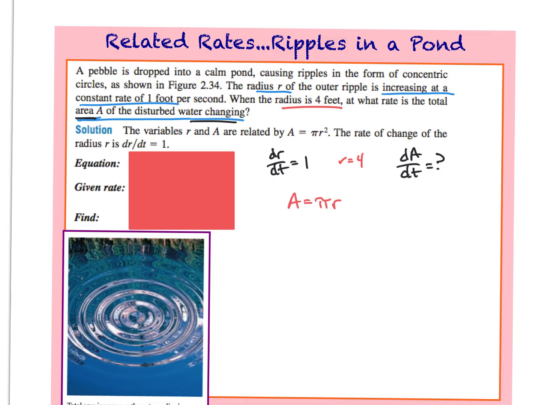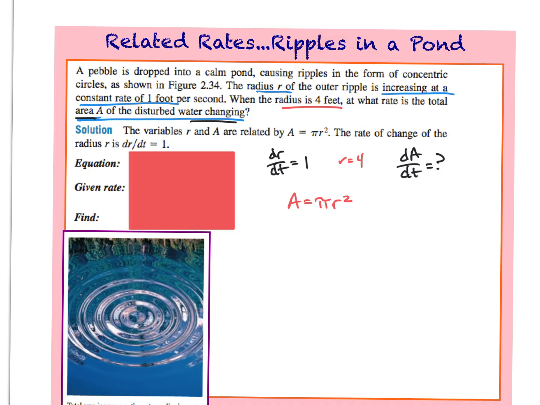Pi r squared. And they won't give that to you. You will have to know that area is equal to pi r squared. All right, and so now what do I need to get to? I need to get to dr/dt and dA/dt. So how do I get from A to dA/dt? I take a derivative with respect to what? t. So let's do it.